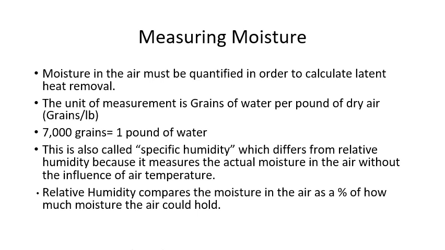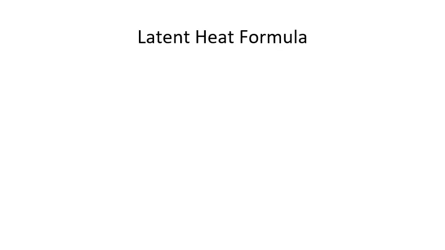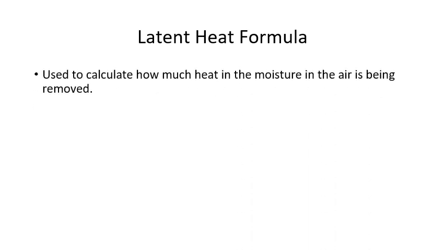So specific humidity, again, is the amount of water in the air, or the grains of moisture in the air, and relative humidity is the percentage of moisture in the air compared to how much moisture the air could hold. With that knowledge, we can talk about the latent heat formula. It's used to calculate how much heat in the moisture of the air is being removed by an air conditioning system.